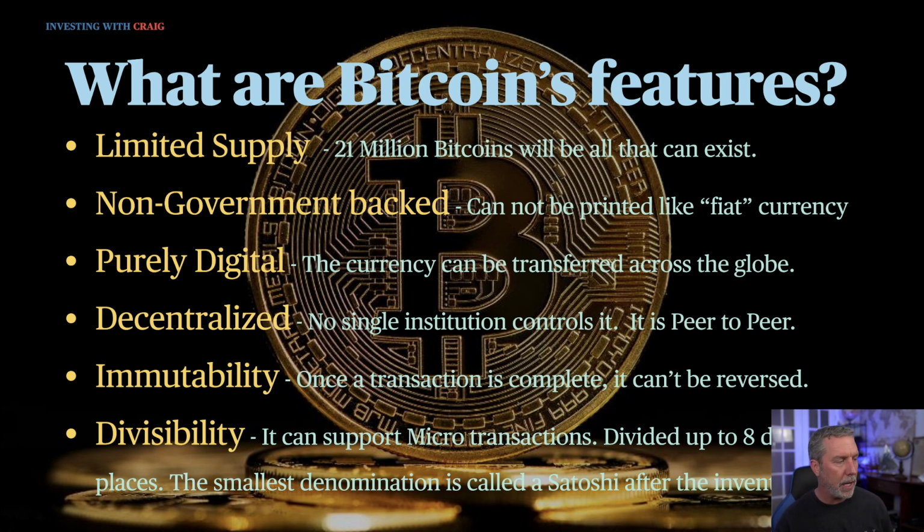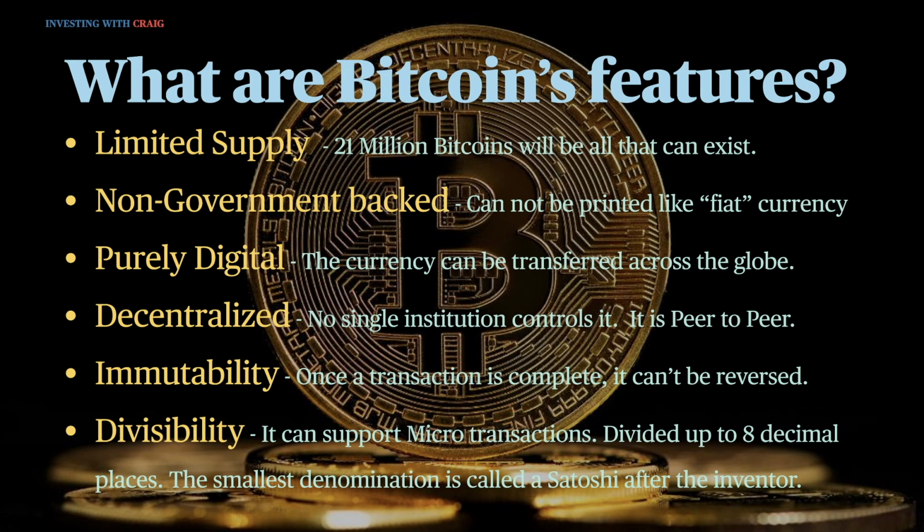It's peer-to-peer. We talked about that already. Immutability. Once the transaction is complete, it can't be reversed. We talked about that already. And divisibility. Divisibility can support microtransactions. It's divided up to 8 decimal places. The smallest denomination of Bitcoin is called a Satoshi, after the inventor, who nobody really knows who Satoshi really is, but that's the guy.